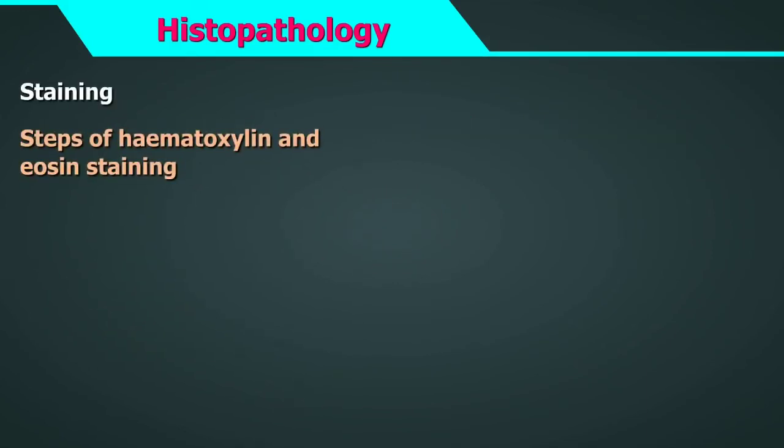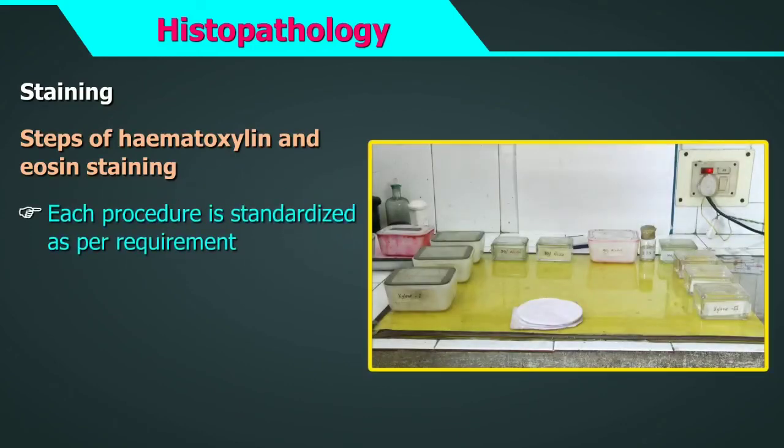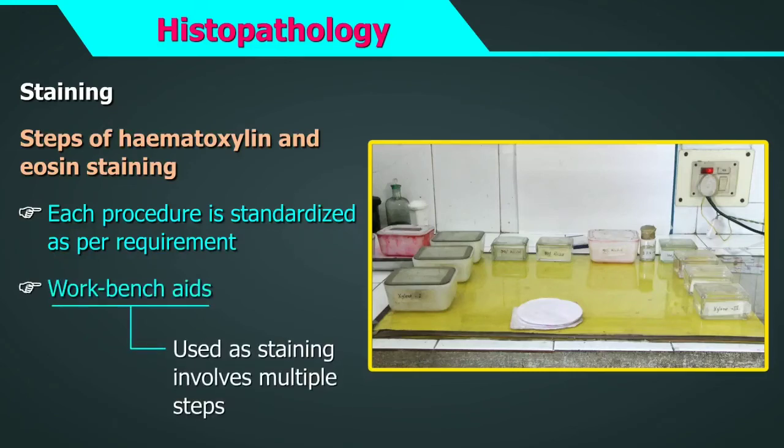Steps of hematoxylin and eosin staining. Different labs may follow different staining procedures. Each procedure needs to be standardized as per requirement. Maintain and upgrade your SOPs periodically. Workbench aids should be used as the staining involves multiple steps.